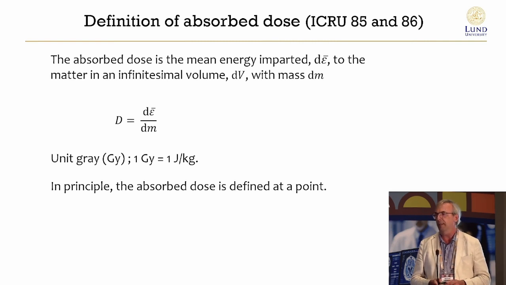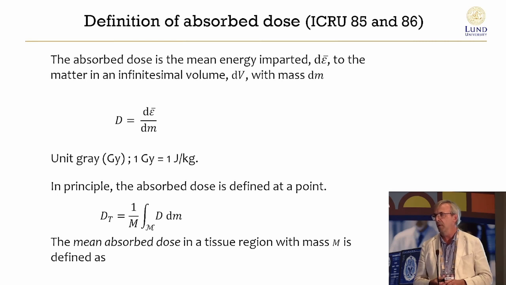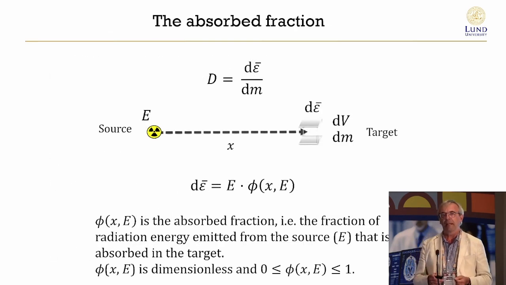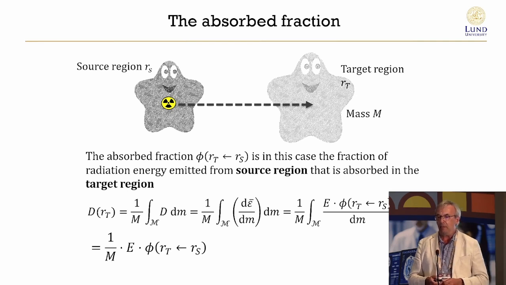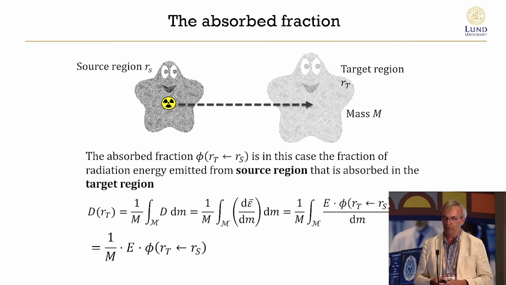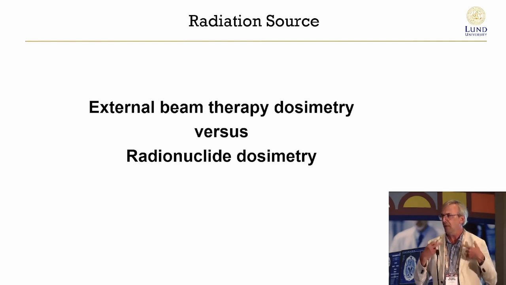In principle, it's defined as a point, but we usually average over a larger volume, such as an organ, something like that. So the main task in dosimetry is to calculate or estimate the radiation transport between the source and the target. And the target can be the same volume as the source, or it can be some distance away. So that is the dosimetry part of this work. And then we do this for different types of particles. Usually you have a decay with several particles. So you add up the contribution from one organ, one volume, to all the other organs. So that is the basics of dosimetry. But it's good to have that clear in mind.